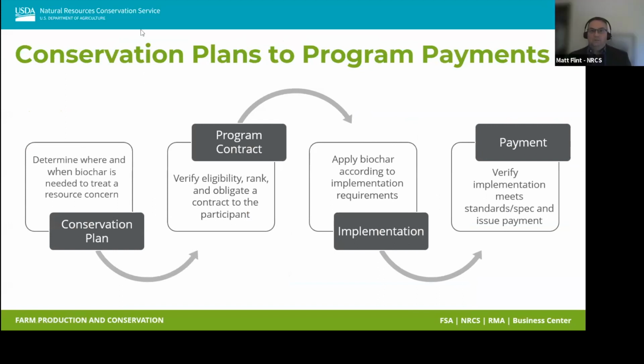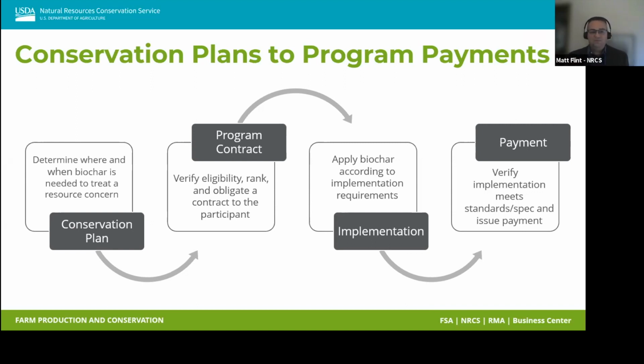Taking us back to where we were, this is a transition between topics. We've talked quite a bit about who the agency is and the program opportunities, and now it's time to shift into the conservation plan. I like this diagram. I can't take credit for making this slide; I borrowed it from somebody. What I like about it is it shows conservation plans are connected to program contracts, to implementation, and to payments.